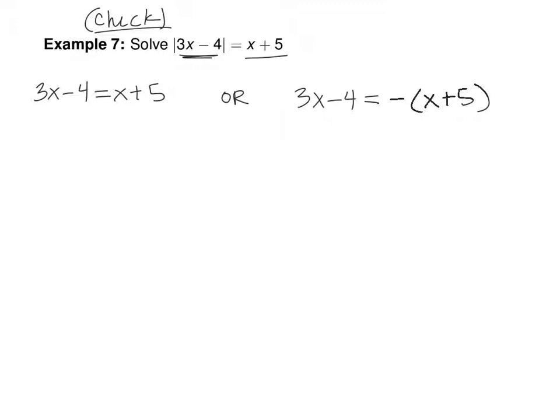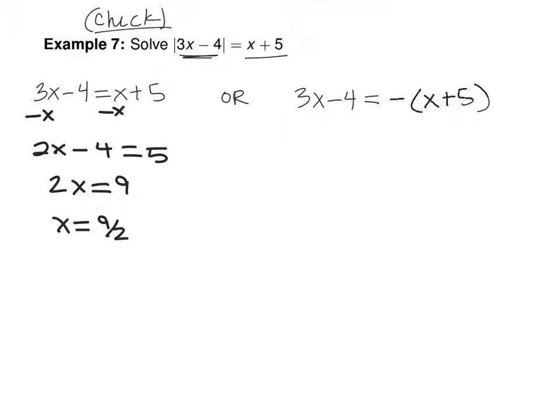Okay, now other than that, once you know that, is solving these very difficult? No. So should we get the x's on the left in the first one? What do you think? Okay, so to do that, we would take away x. That gives us 2x minus 4 equals 5. And then what will we do next? Add 4. So 2x equals 9. And x is equal to 9 halves, or 4.5.